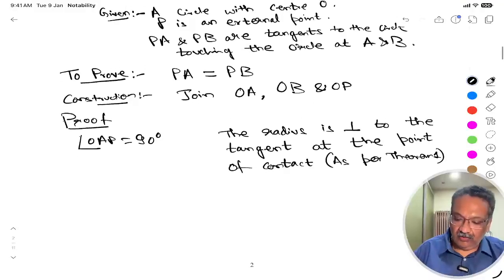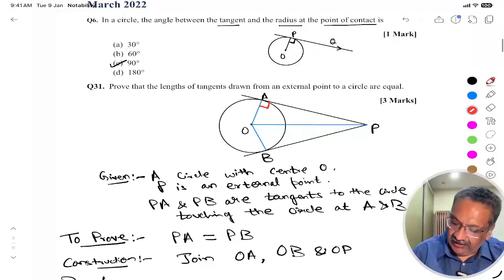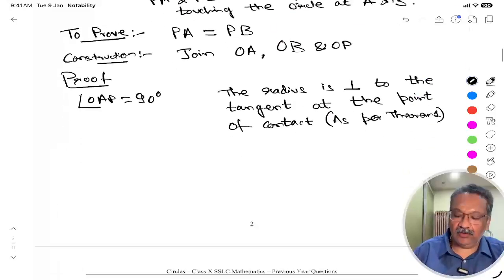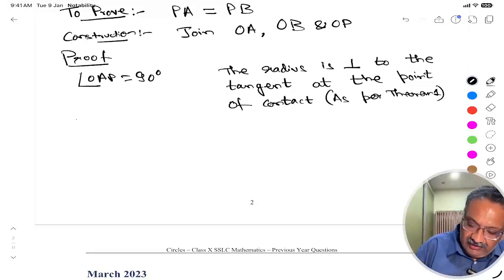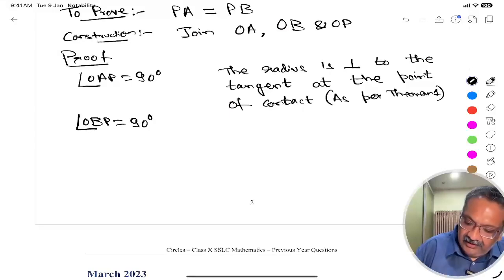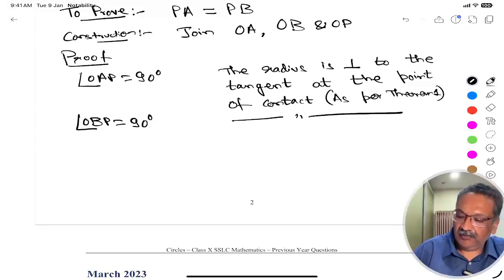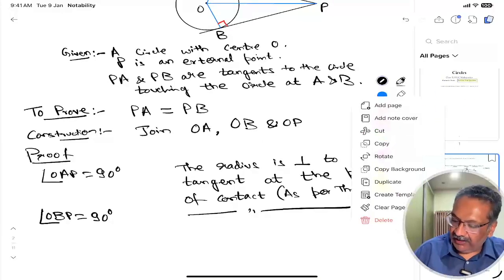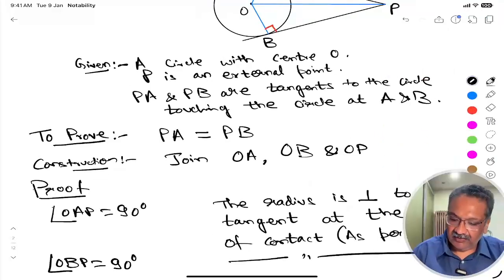Now similarly, we also have angle OBP is also equal to 90 degrees. Same reason. Okay, so two angles we have got as 90 degrees.